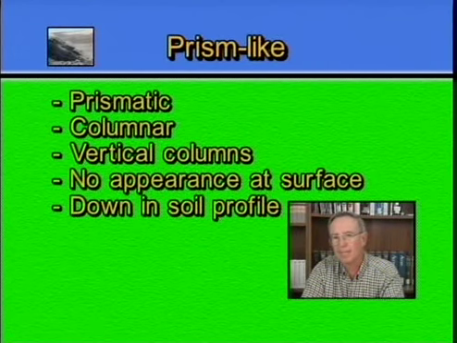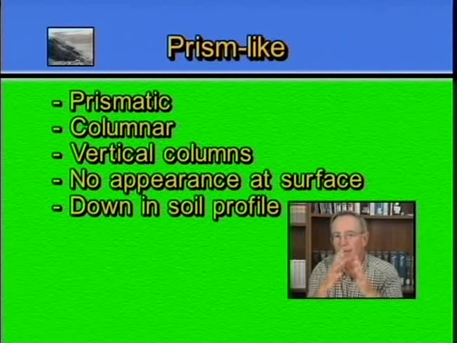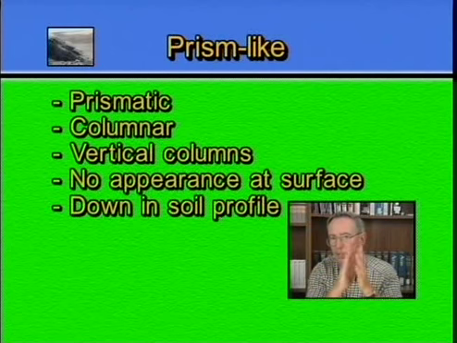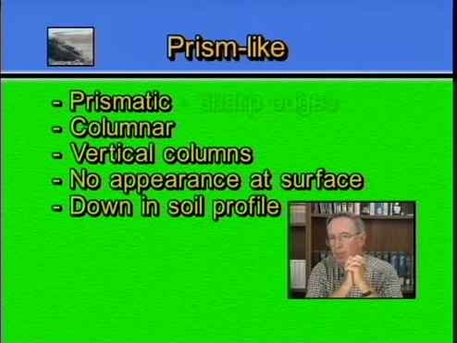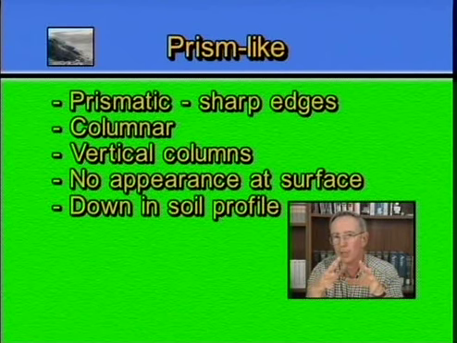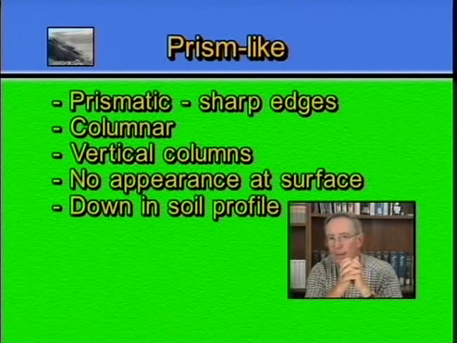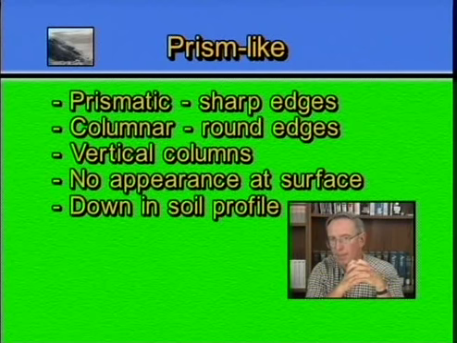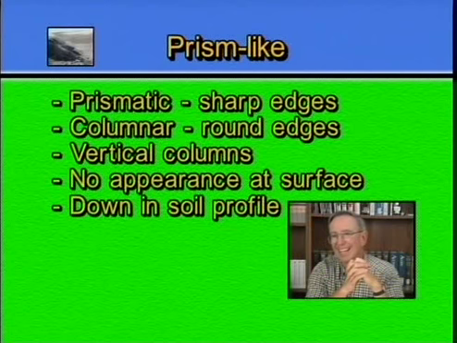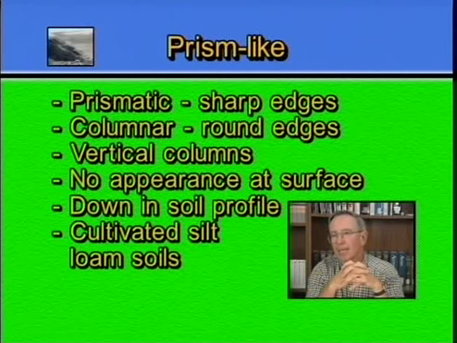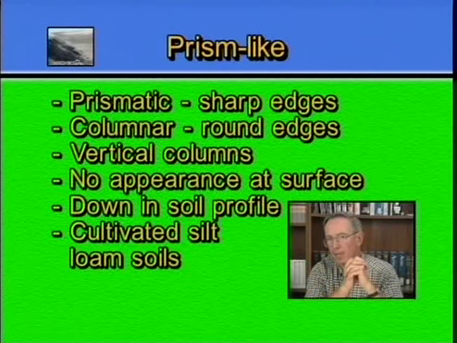Now, there is a fine difference between prismatic and columnar. If that soil aggregates and or separates between structural units and the edges of those aggregates are very sharp and angular, then that is referred to as the prismatic type of structural unit. If, however, the edges of those structural units are much more rounded and don't come out to sharper edges, then that is referred to as a columnar type of structural unit. Once again, these are going to occur at some depth below the soil surface. Typically, we see these in cultivated silt loam soils in the subsoil region, or definitely below the zone of cultivation.